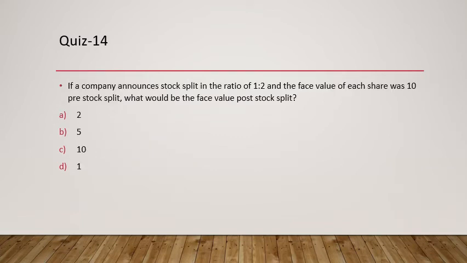If a company announces stock split in the ratio of 1:2 and the face value of the company was 10 pre-stock split, what would be the face value for post stock split? So it will obviously become half of it. So the answer here is 5. I have written it as 5, but you can go with B also.